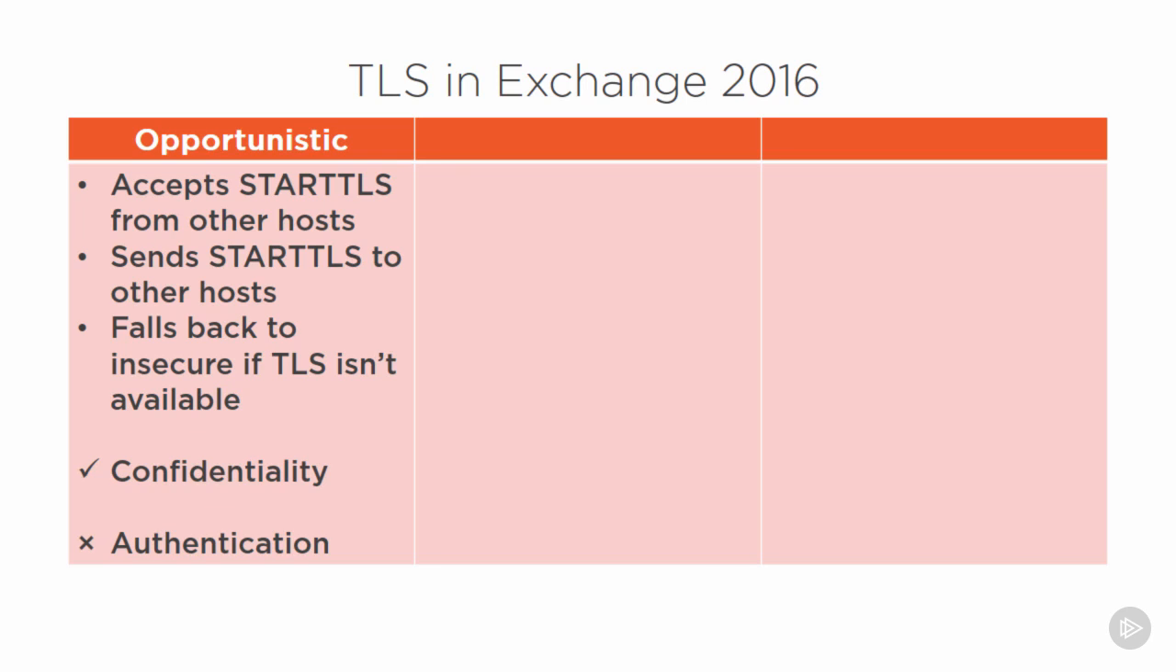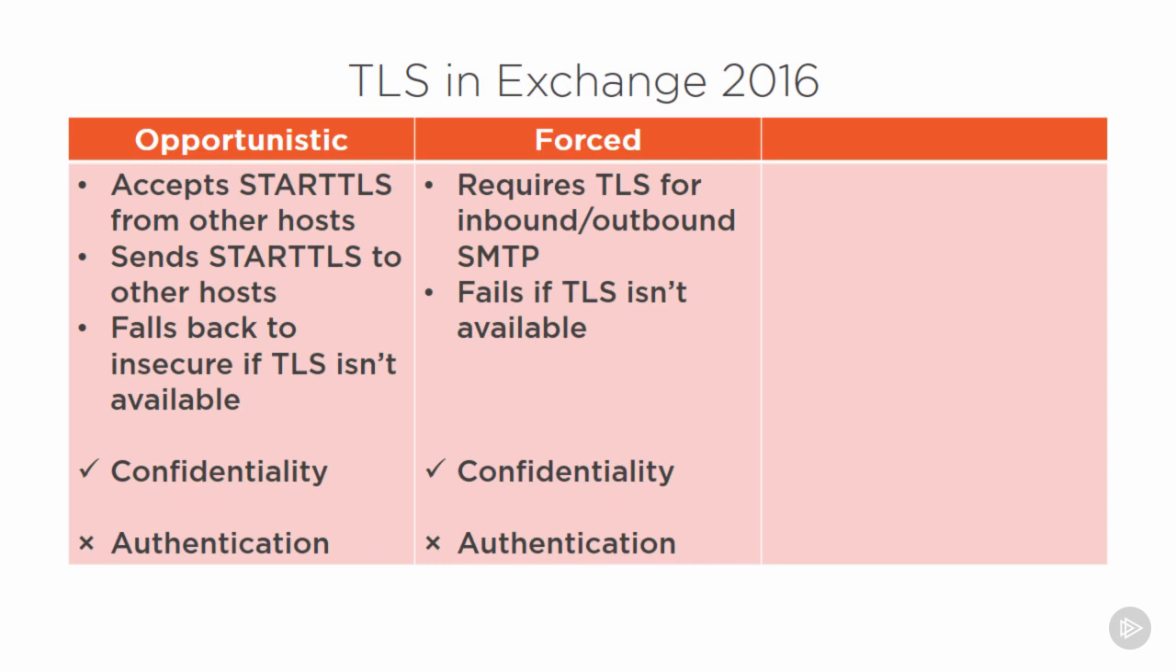or receiving that email. With forced TLS, Exchange requires TLS for inbound or outbound SMTP, and if TLS fails, then the connection fails. Again, with forced TLS, you get confidentiality of your connection and the data that is transmitted across that connection, but not authentication about the other host that Exchange is connecting to.